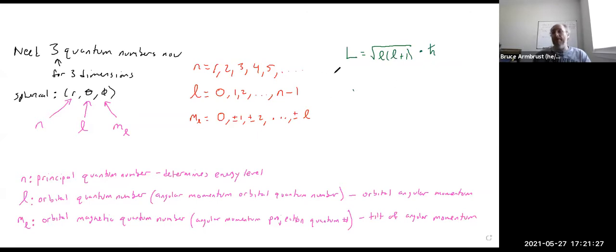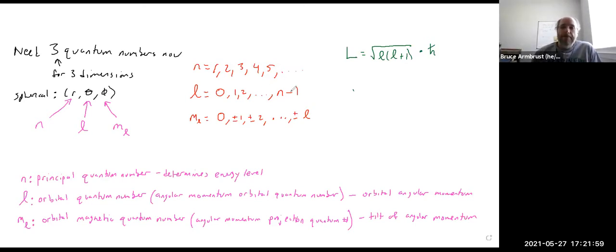So think about this then, as we increase N, we're increasing our options for L, which is giving us lots of different options for how much angular momentum we have. But it should kind of make sense that the more energetic we are, the higher our N, that it's possible to have greater angular momentum, which we definitely do by this formula.